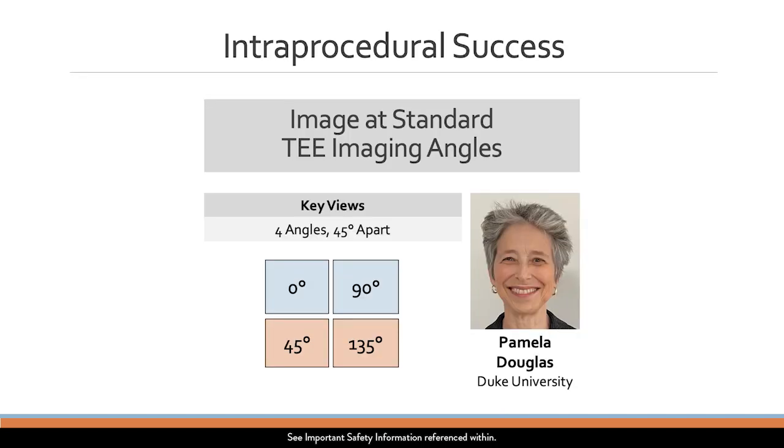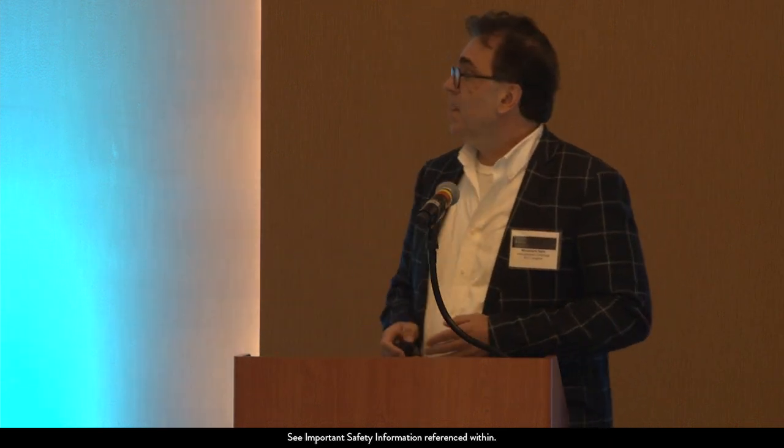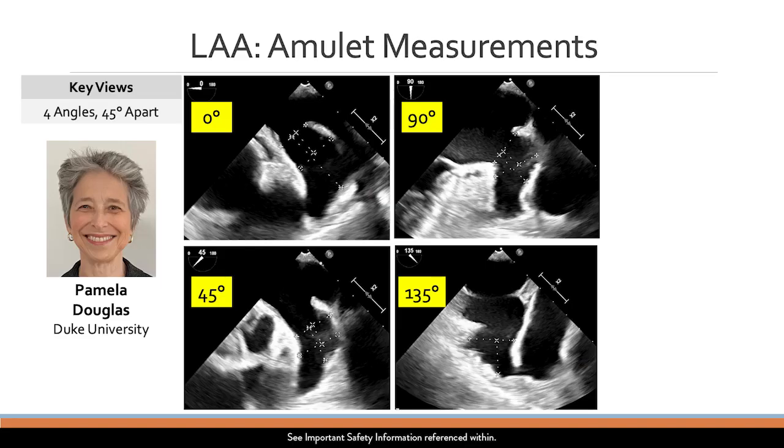Whether you do ICE or TEE, and many of the TEEs are still being done intra-procedurally, you do imaging at standard imaging angles. Yes, you can go anywhere from 0 to 180, but if you want to compare procedure to procedure, imager to imager, we should use the canonical views for the left atrial appendage. Okay? So these are the 4 angles, 45 degrees apart. Those are really the 4 angles, and I would encourage everybody to do that.